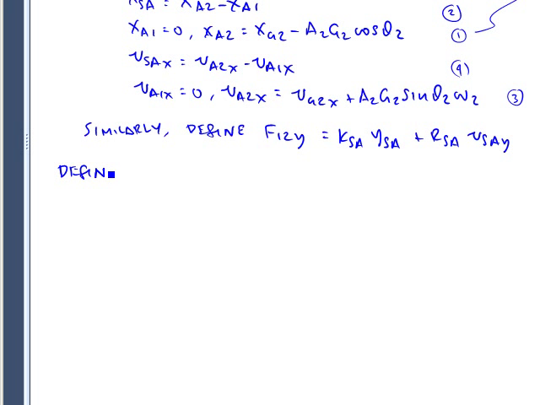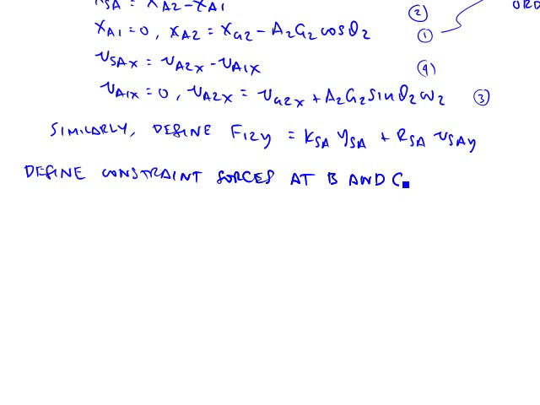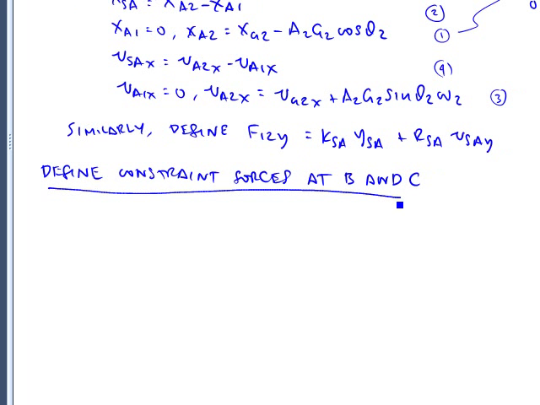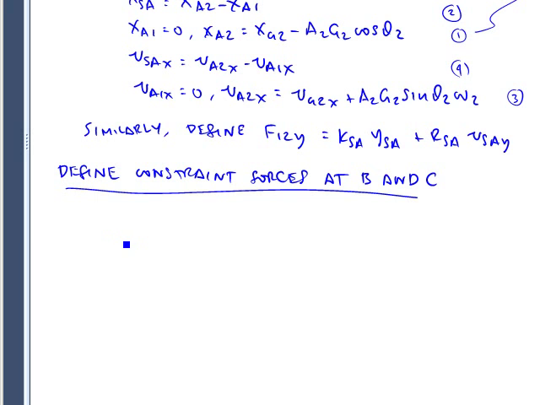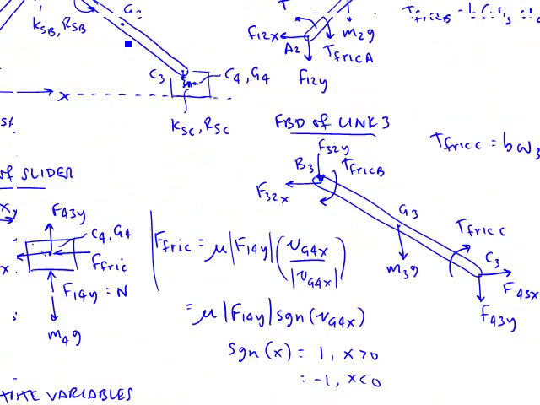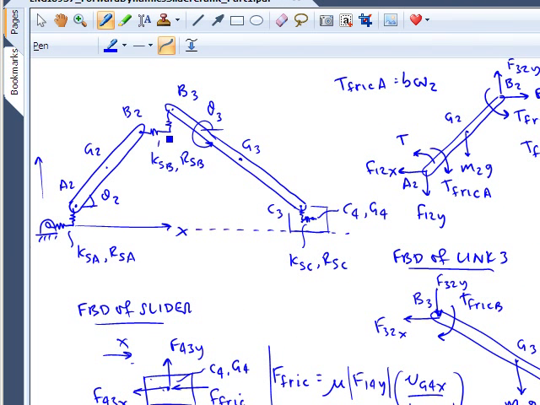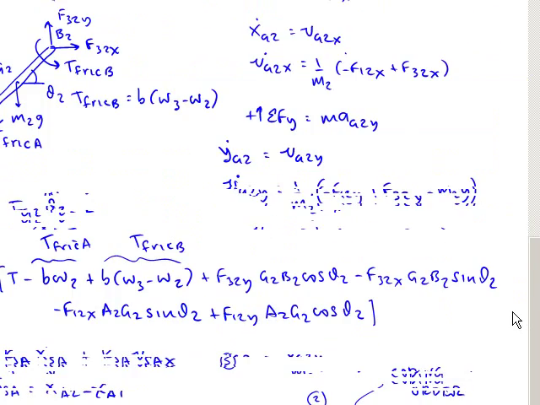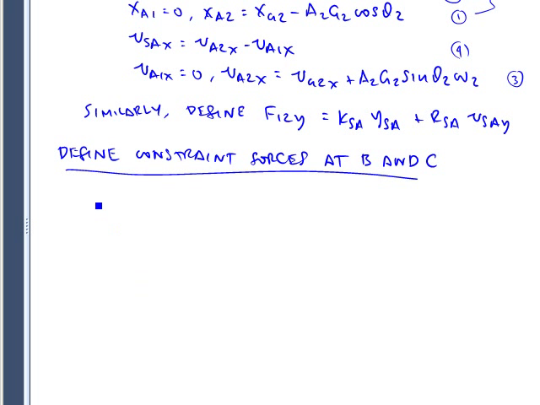Okay, now, so let's define constraint forces at B and C. So at B then, and I'll do this in the order that I'd actually write them in code. So I go back to my schematic. The deflection of the spring at B in the x direction is going to be xb3 minus xb2. So the first thing I'll do down here is I'll write that.